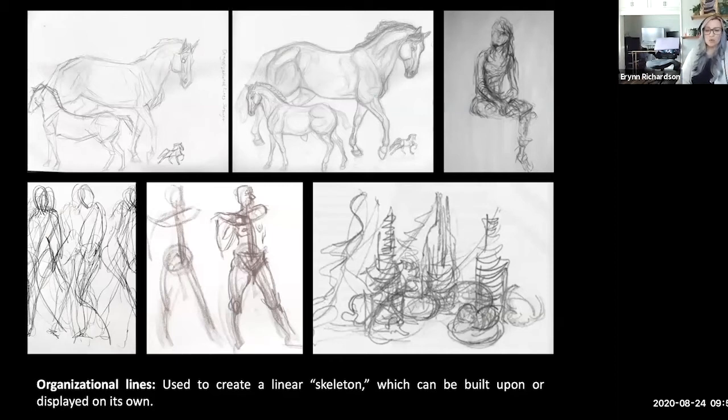Organizational lines. So we're not going to be doing a thumbnail for this one, but I think the term organizational lines is good to know. They are lines that create the linear skeleton of a piece. So the lines that you use to organize your elements and plan out where you're going to put things.